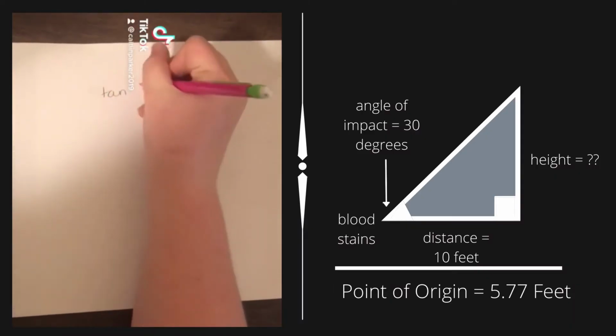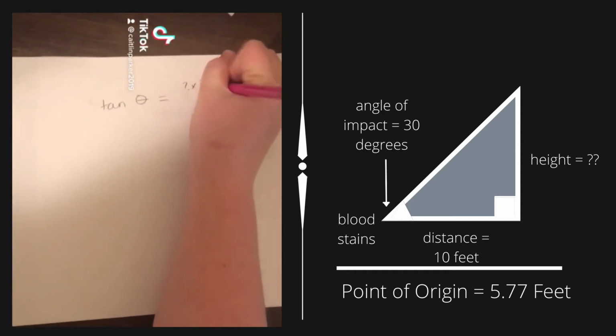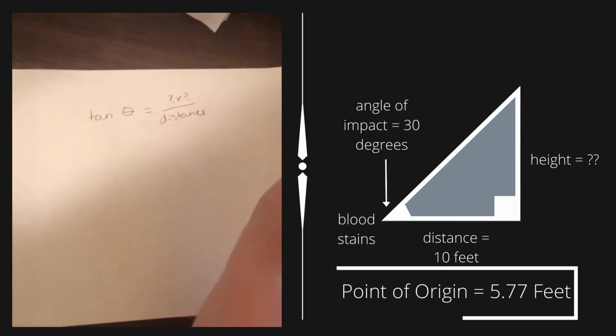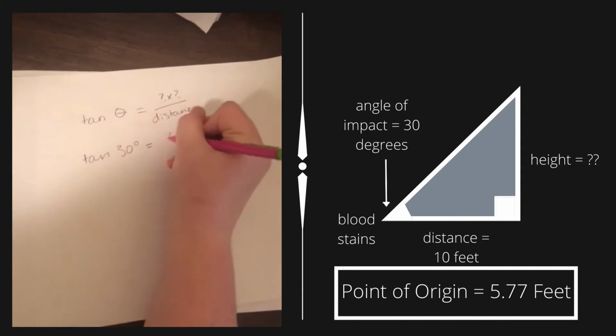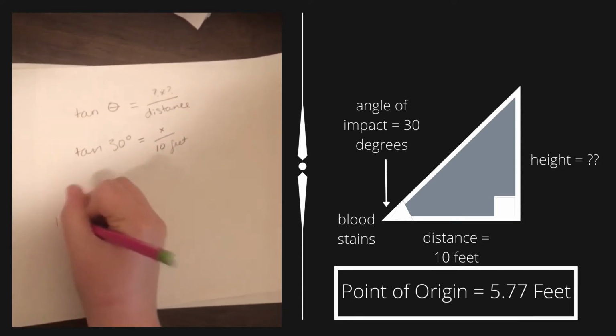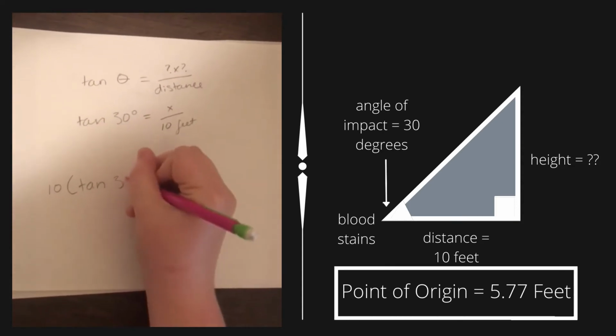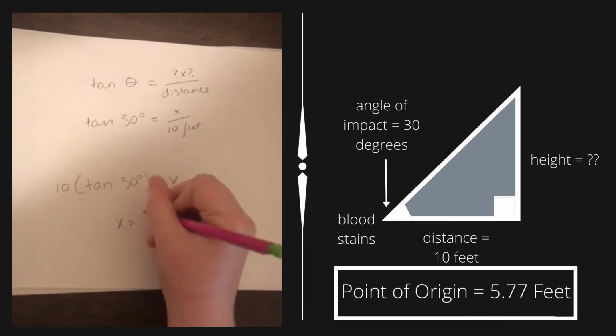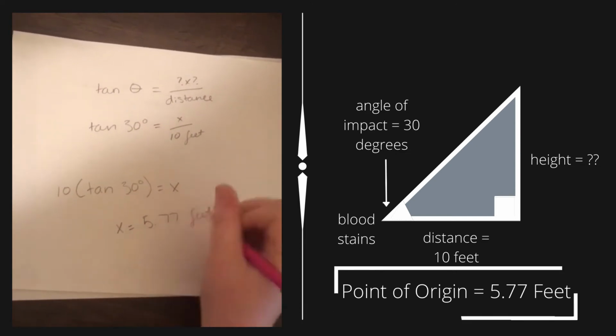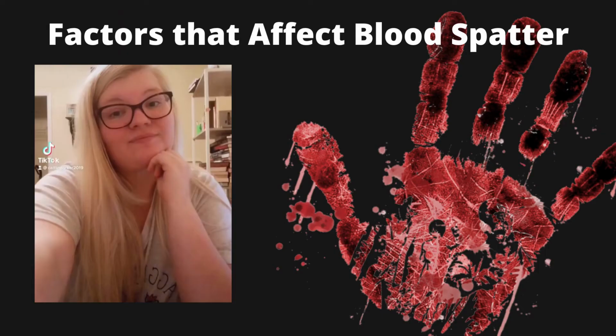Now that we have an angle on one line of a triangle solved, we now need to solve the height of the incident. We do this by using tangent. If we plug in our numbers, our angle is 30 degrees and our distance is 10 feet. To solve for x, we need to carry over the 10, which gives us 5.77 feet for the height.